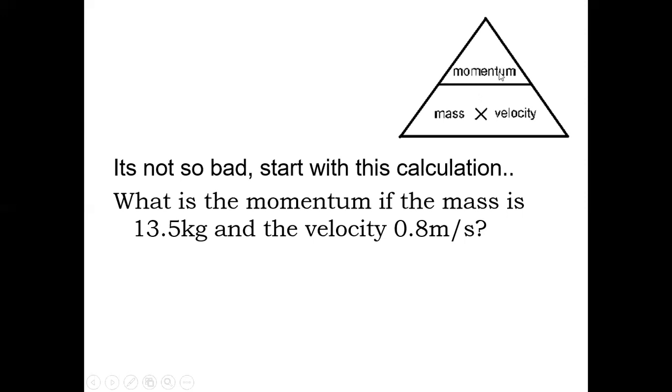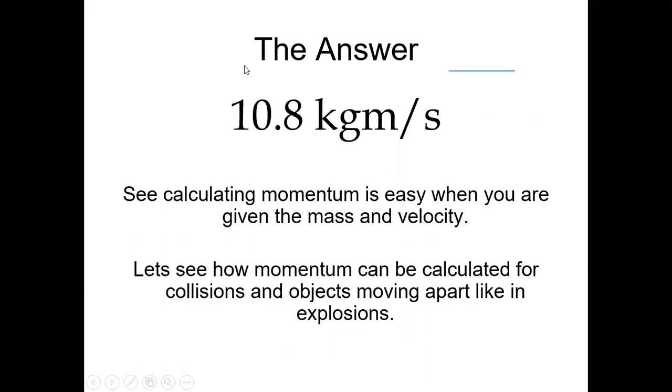So we cover up momentum, and let's draw a line just so we know that we've crossed that out. Then we do mass times velocity. So that's 13.5 times 0.8. Do that in your calculator, and that should give you an answer of 10.8 kgm/s. Now, kgm/s is the unit for momentum. If you didn't know that, that is something you do need to know.